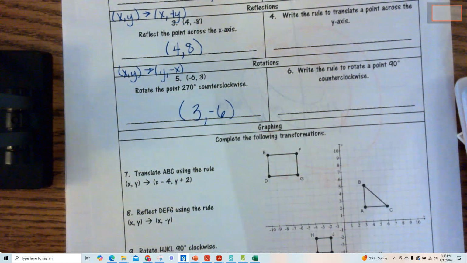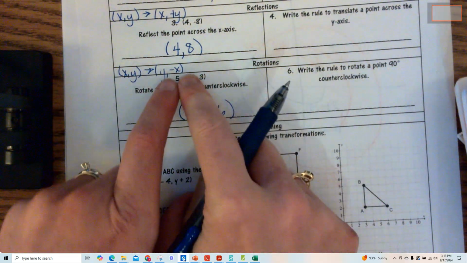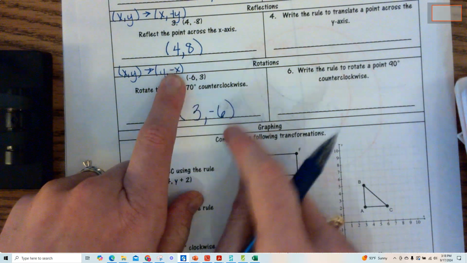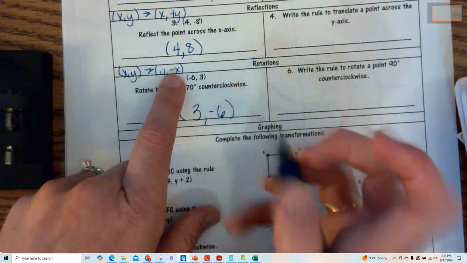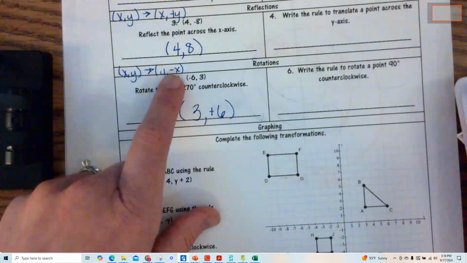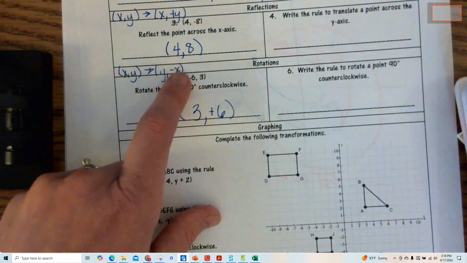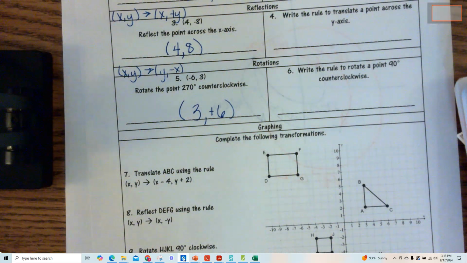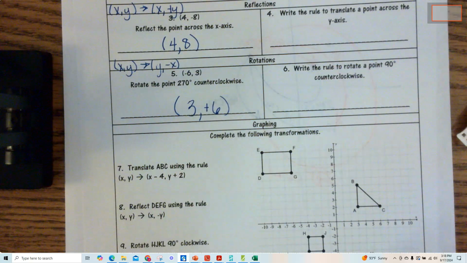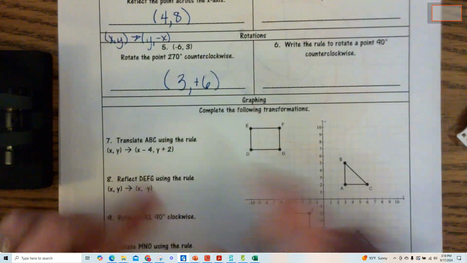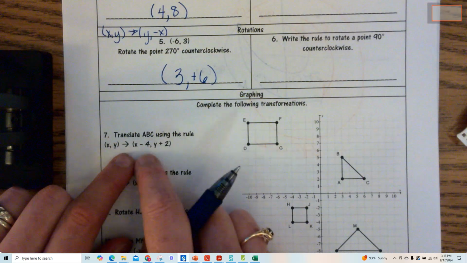But you're not done yet. Now you look for those sign changes. Oh, look, the second number has a sign change. So if it's negative, it becomes positive. If it's positive, it becomes negative. Not that number has to be a negative. That's just telling you to change the sign. Okay? Then we're actually going to do it. Okay? So translate ABC using the rule.